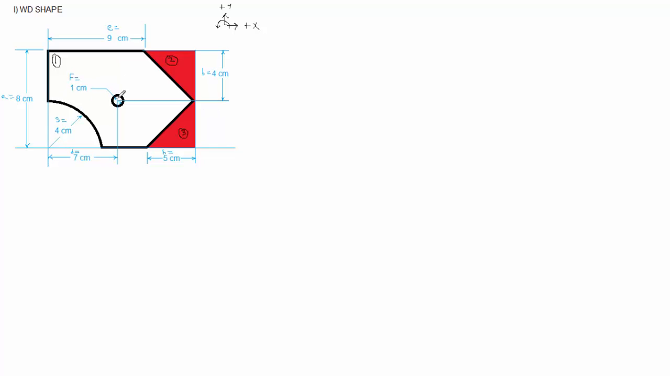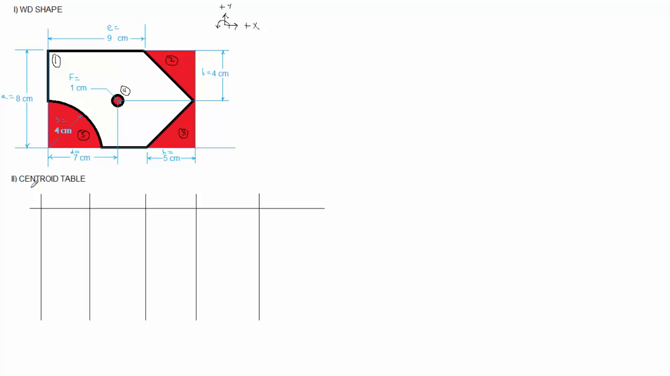Next I would cut this circle out of the middle, so that's my object number 4. And last I would take this corner and I would cut that off. So that is what I'll call object number 5. So you can see here the white shape, that's a positive area, and all the red shapes are negative areas.